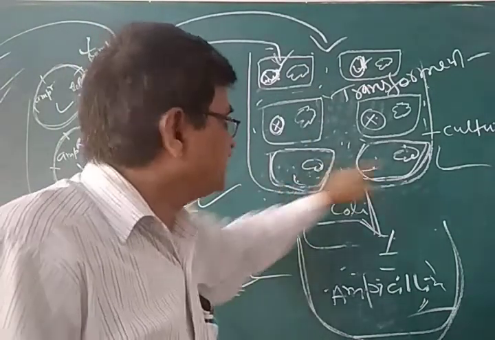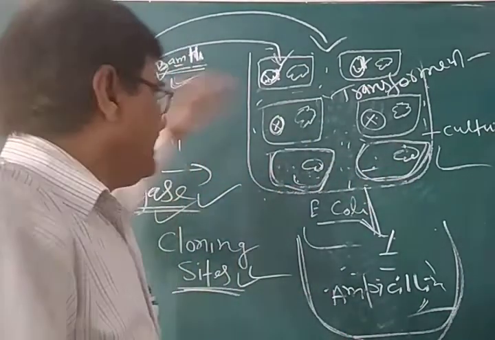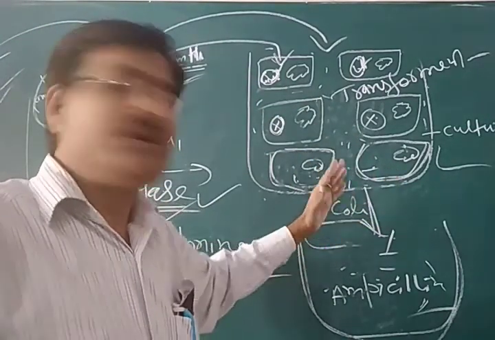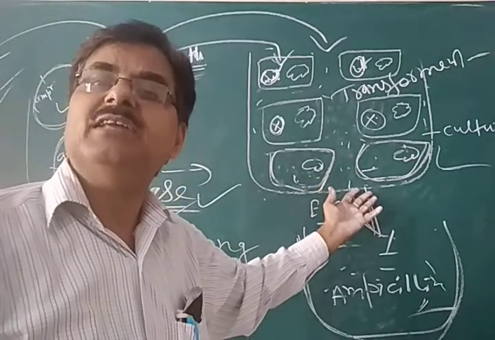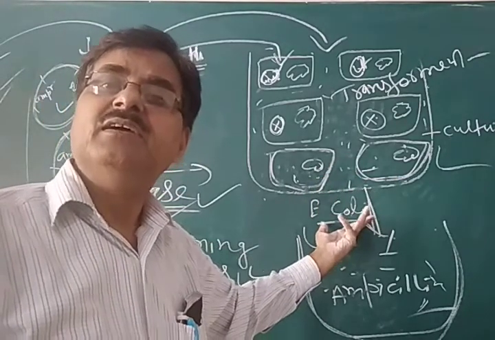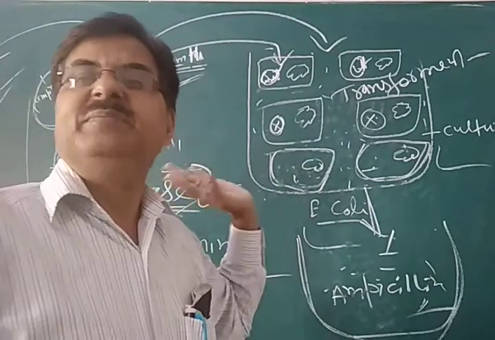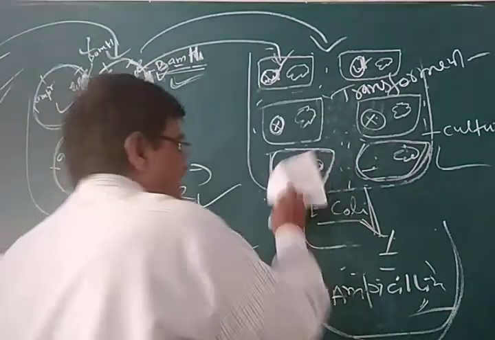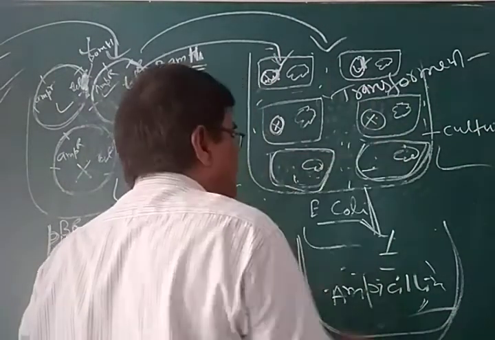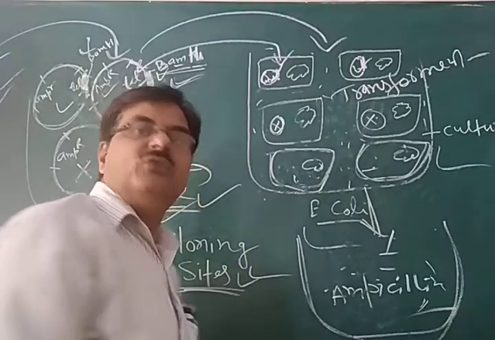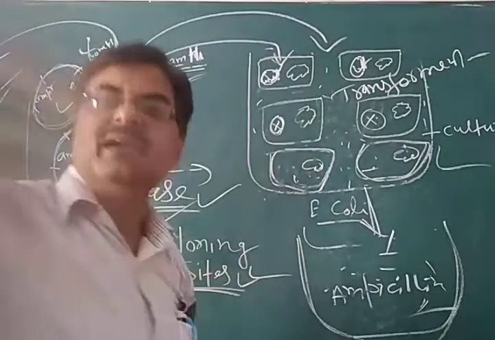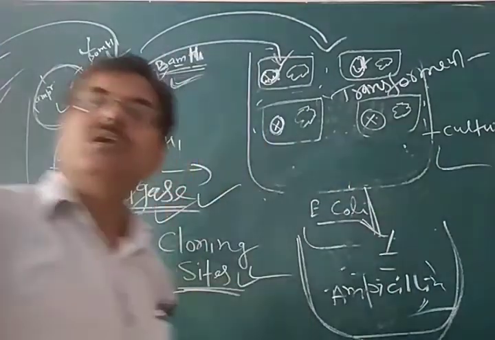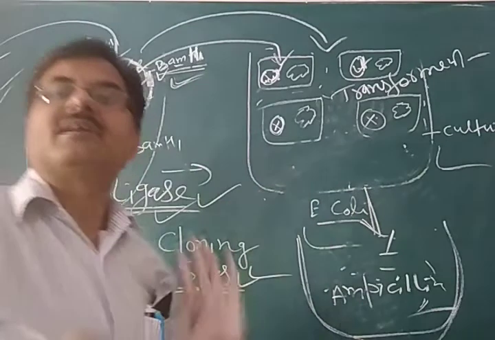But in the non-transformant, because no cloning vector entered the bacteria, and normally we know that these bacteria have no resistance against ampicillin, they will be eliminated. It means after transferring into the ampicillin containing medium, we will have only transformants. There will be no non-transformants.